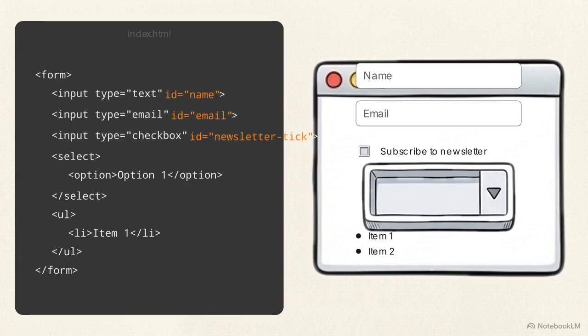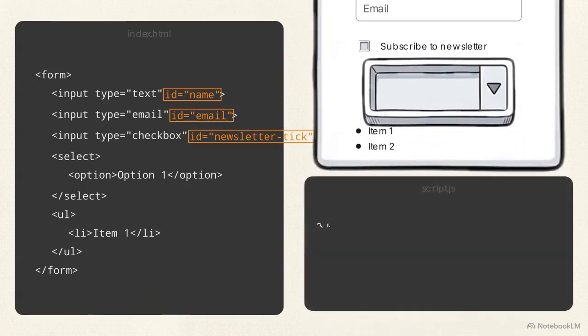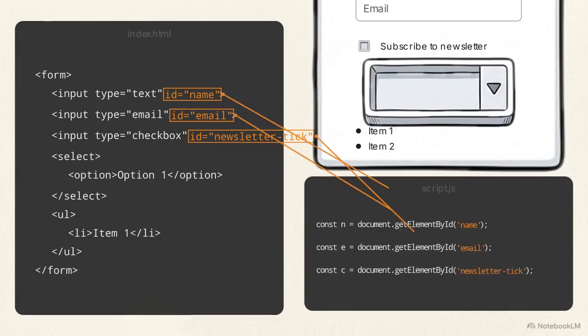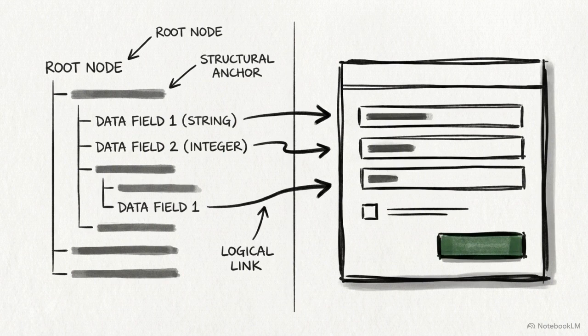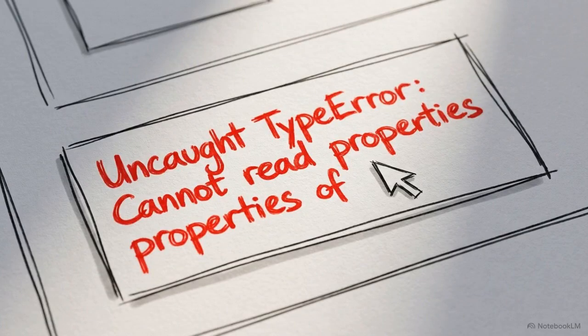This diagram shows the most critical part of the markup. Every input element must have a unique ID attribute, like ID equals newsletter-tick. These unique IDs act as exact coordinates. When we write our script, we'll use these exact coordinates to locate and extract the data. A clean semantic HTML structure mapped with strict IDs gives you a stable, predictable foundation. Without it, the data capture system will fail to locate the user's input later on.